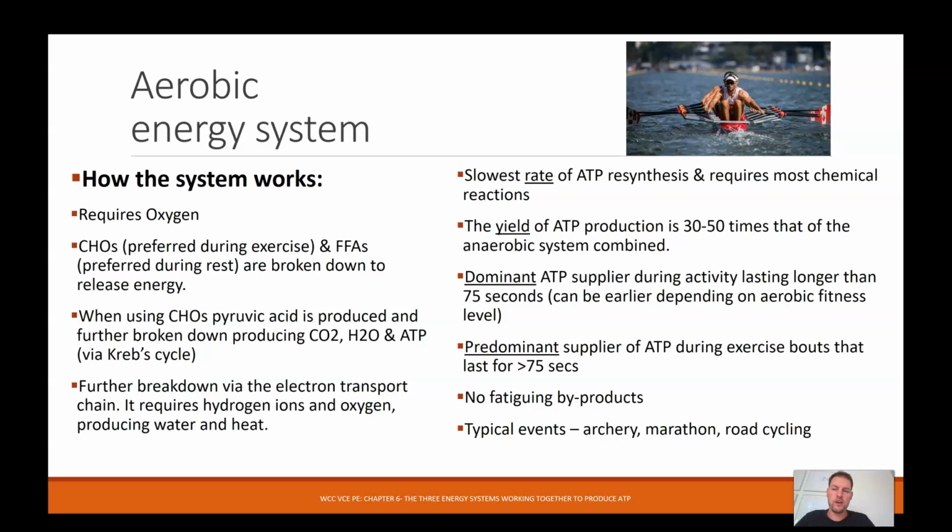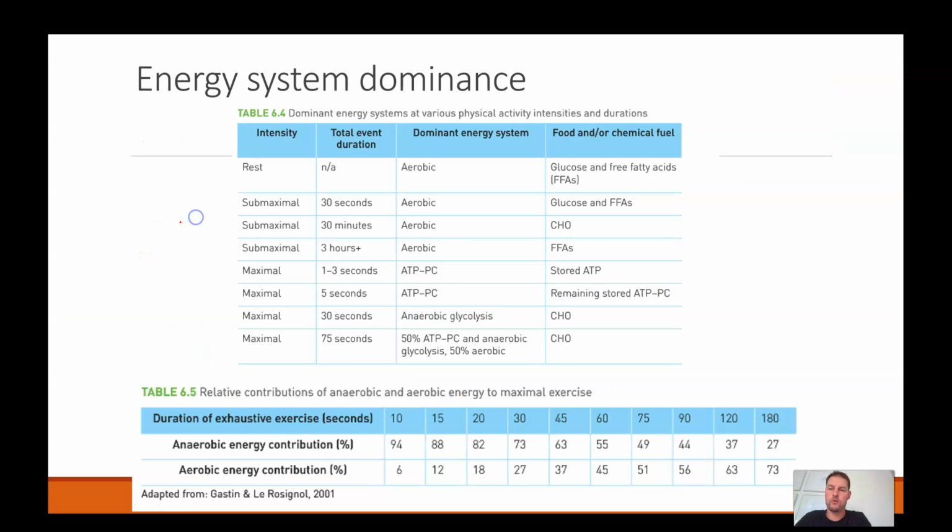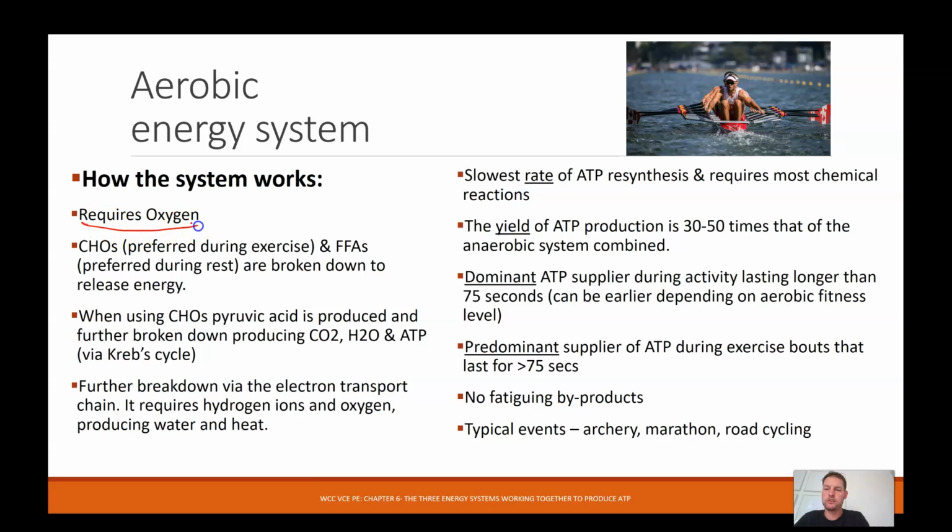So how does this system work? We've talked about it a bit already, but it requires oxygen. Carbohydrates are its preferred use, but we can also use our free fatty acids. So at those low intensities, at rest, and for those really long endurance events, we'll be using our free fatty acids and triglycerides a lot more. When using carbohydrates, pyruvic acid is broken down through the Krebs cycle and electron transport chain, and we're left with carbon dioxide, water, ATP, and also down here we're left with heat.